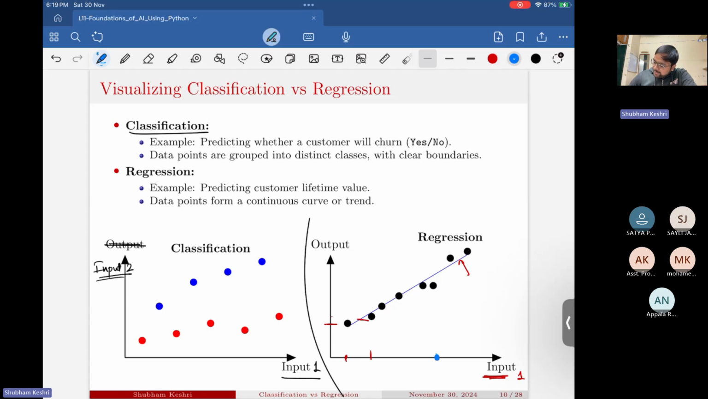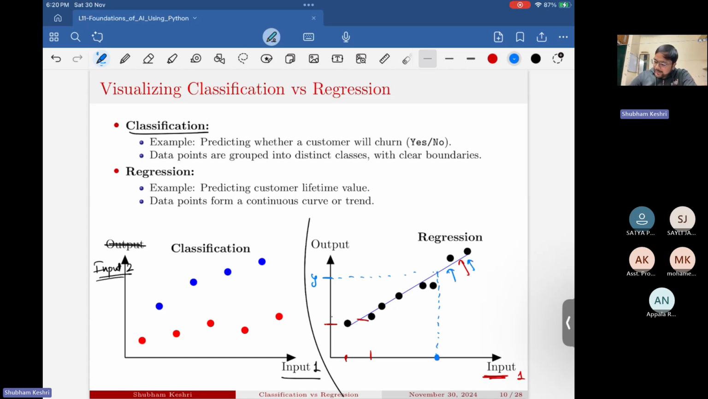Now you can just go to that line and predict what the output should be. Therefore, you can say this will be the output. This is how we will use regression to predict. And again, you can see that this line is very important. How you plot this line governs what your output will be.